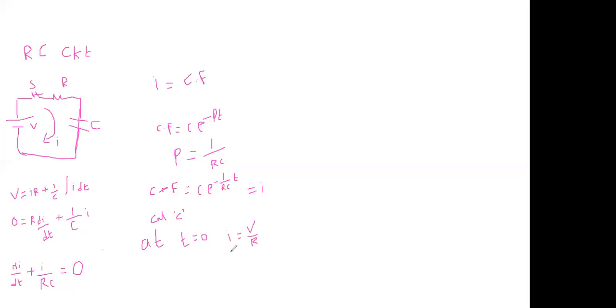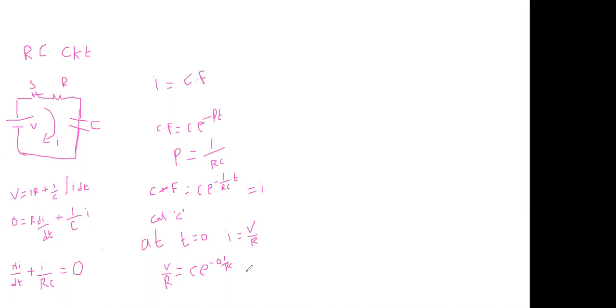When t equals 0, I equals V by R. Substituting these initial conditions: V by R equals C into e power minus 0 into t, that is minus 0 into 1 by RC. Remember, e power 0 is 1.